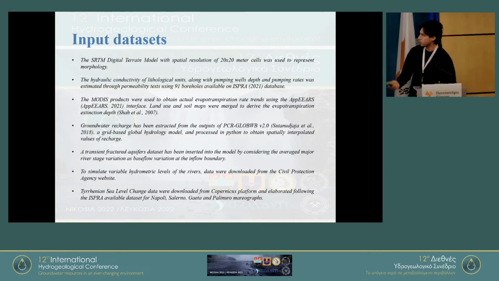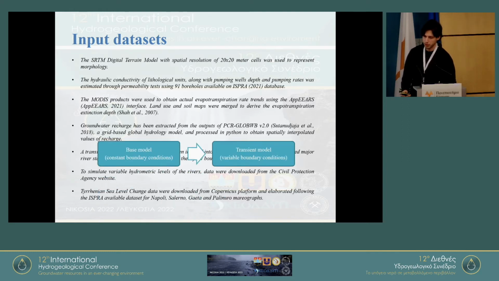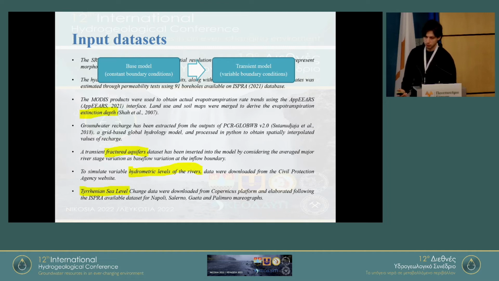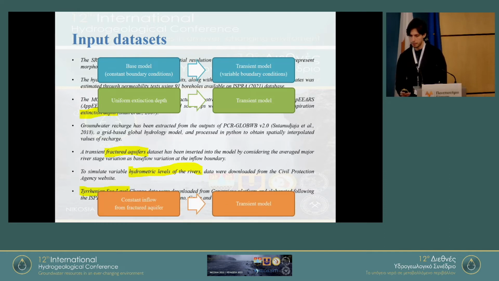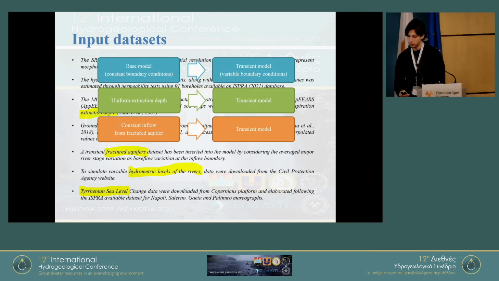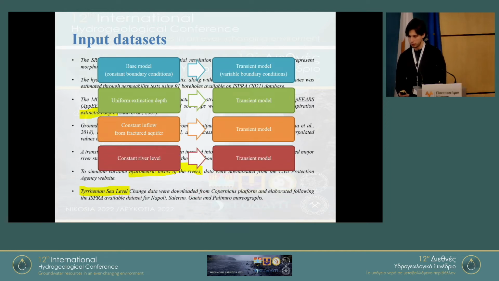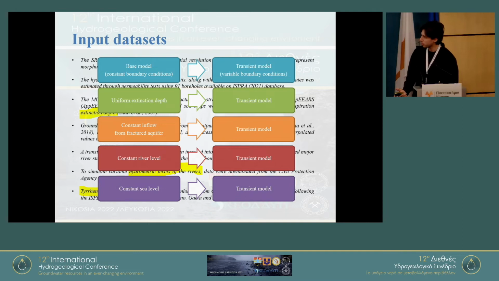This transient model, considering all these transient datasets as variable boundary condition, was then compared with a base version of the model, considering a uniform extinction depth, a constant inflow from the fracture aquifer, and a constant river and sea level. In order to understand and to investigate which one of these datasets played a major role in influencing the budget, a series of different scenarios have been considered and compared to the transient model. Here you can see a scenario considering a uniform extinction depth, one considering a constant inflow from the fracture aquifer, one considering a constant river level, and finally the one considering a constant sea level.